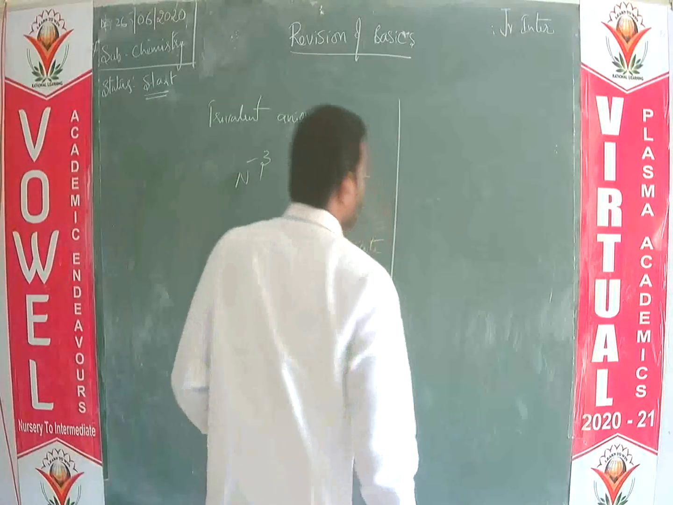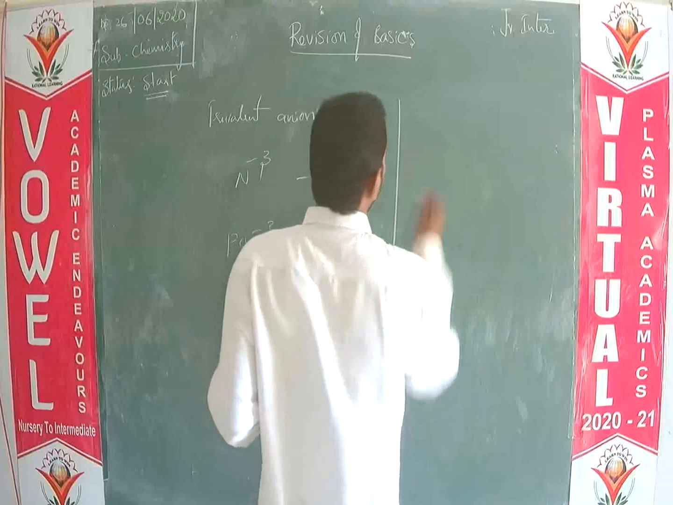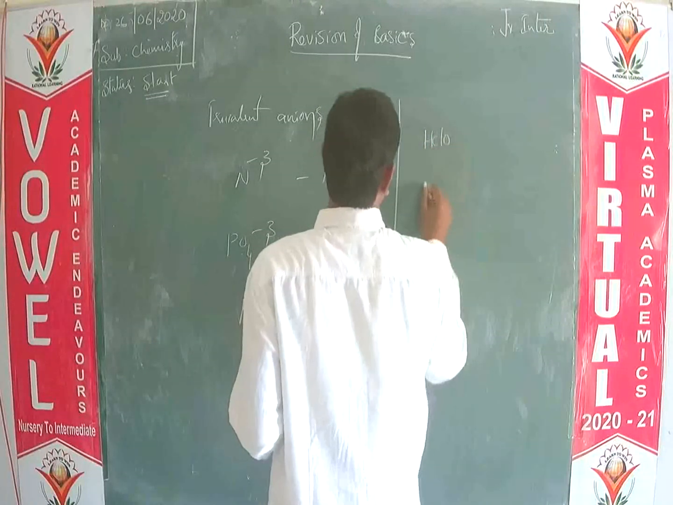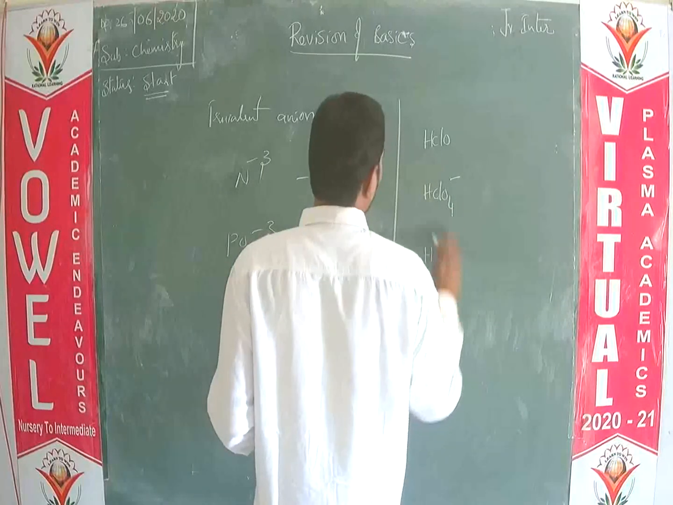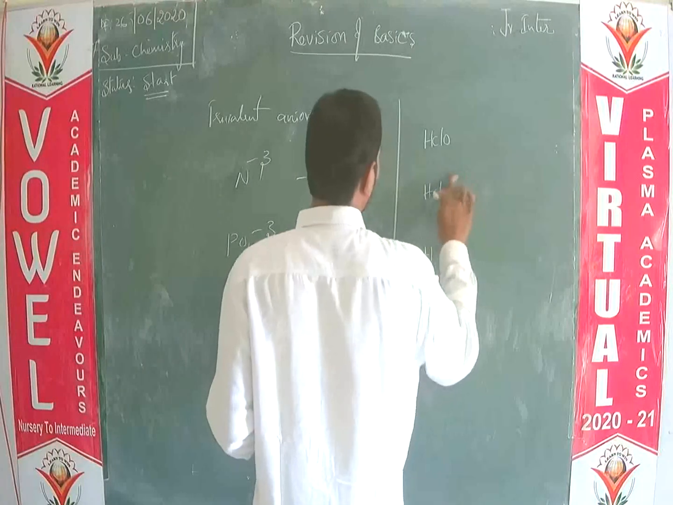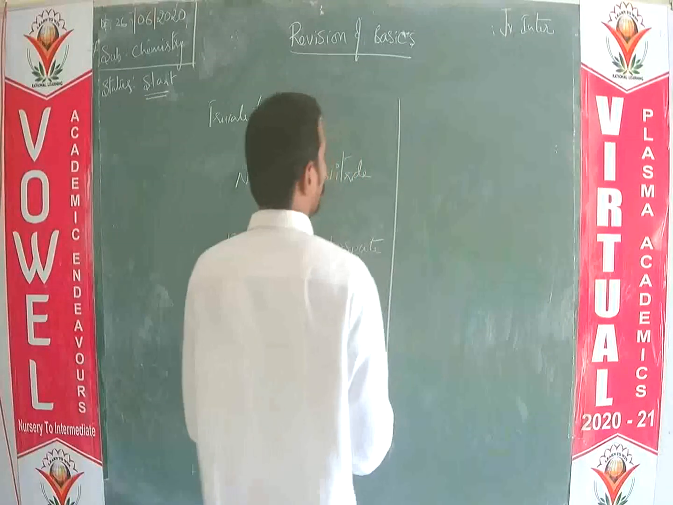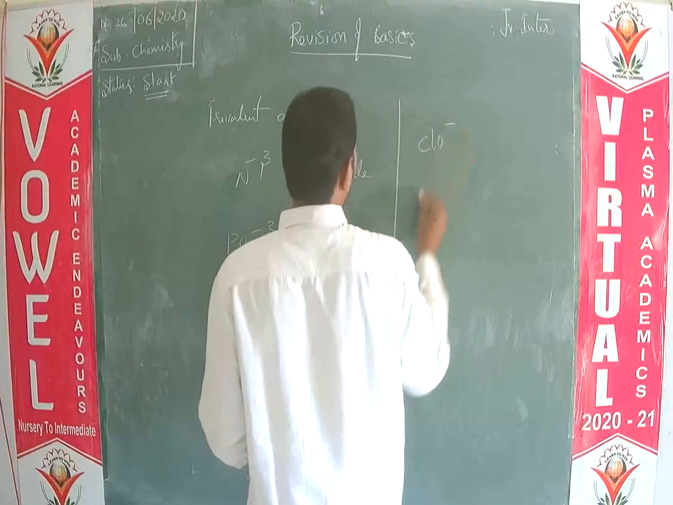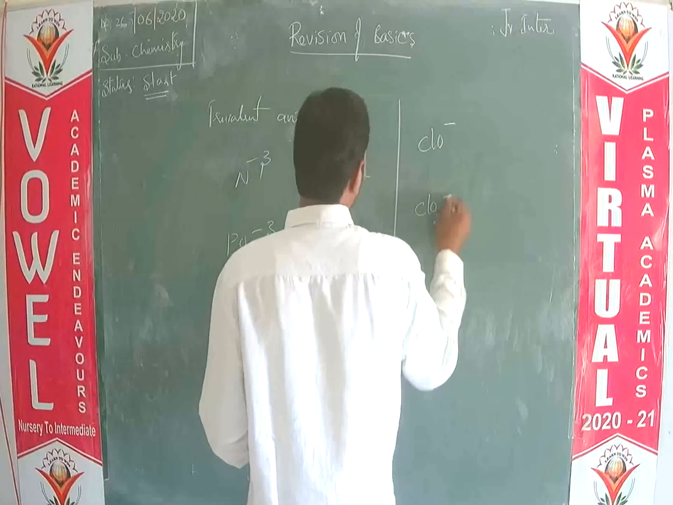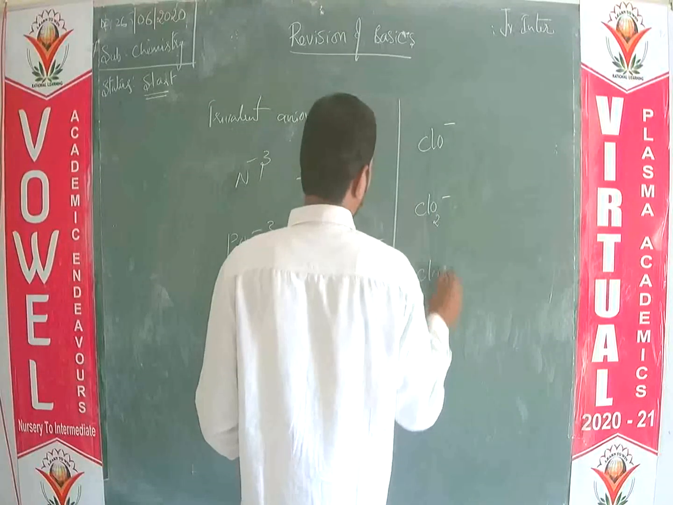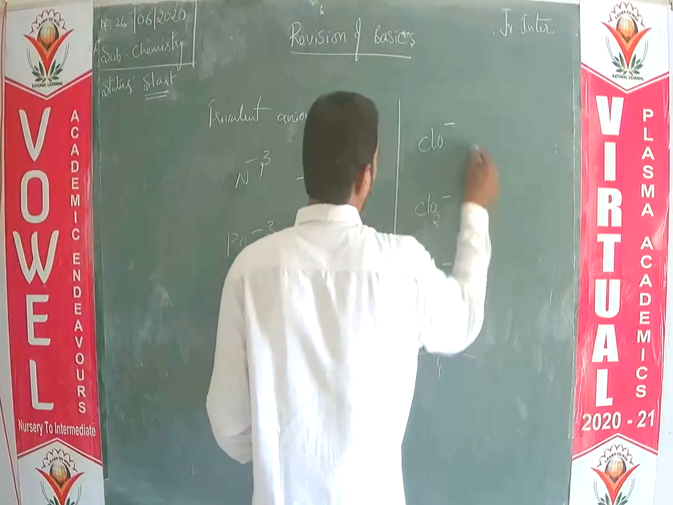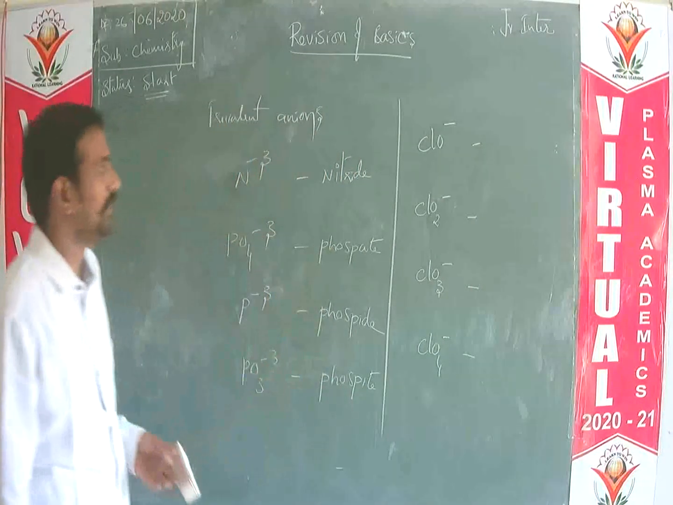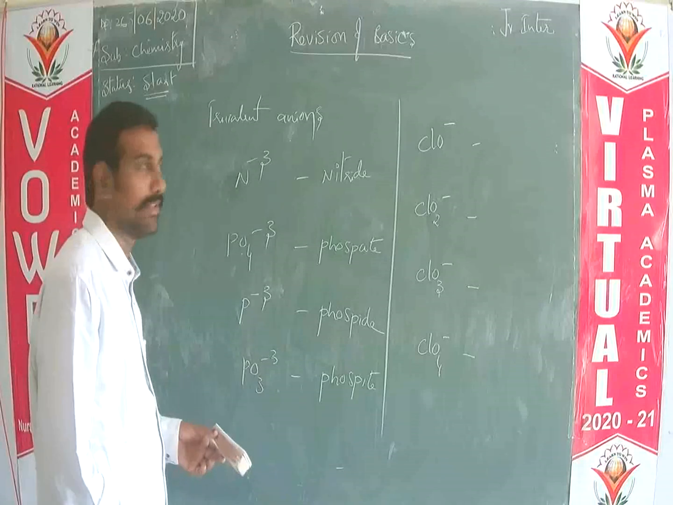And here some more ions are there to be remembered. That is HClO4, HClO2, ClO minus, ClO2 minus, ClO3 minus, and ClO4 minus. You try to answer or write the names of these ions. In the later class we will discuss this.